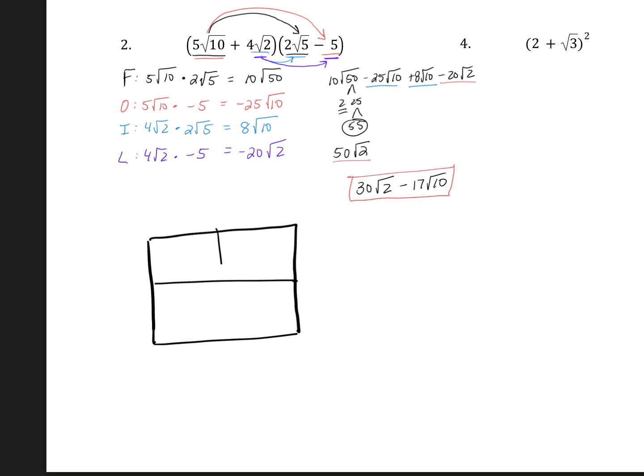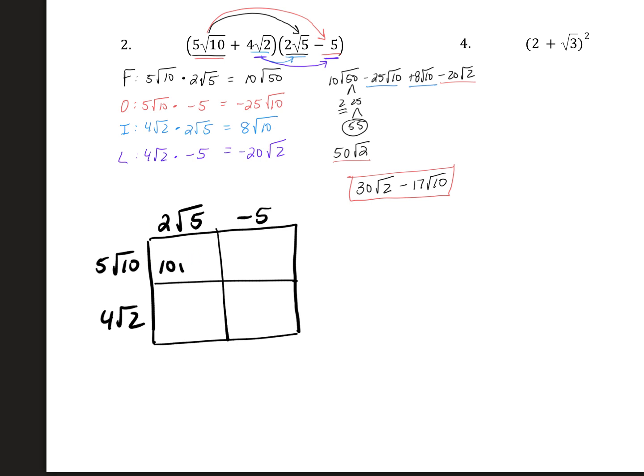Let's see if I can do it here. All right, left, we're going to take our left binomial. I'm going to do 5 root 10 here. I'm going to do 4 root 2. Then I'm going to do our second binomial on the top, and -5. Remember to take your signs in front of your terms. And now I'm just going to multiply these two together, put the answer here.